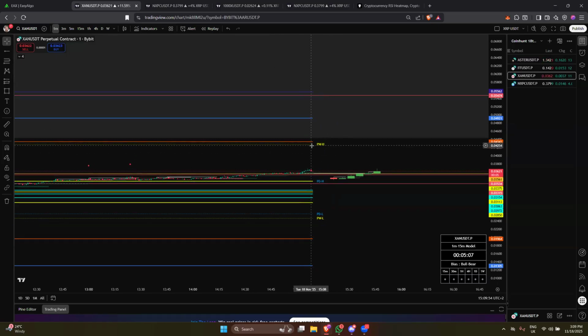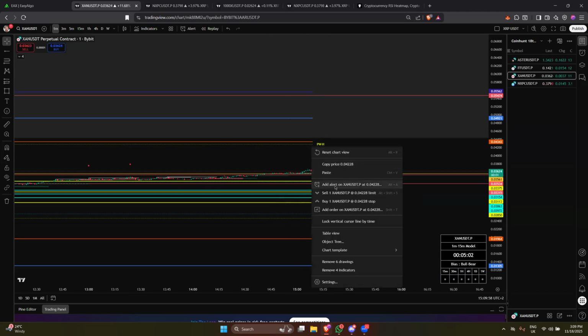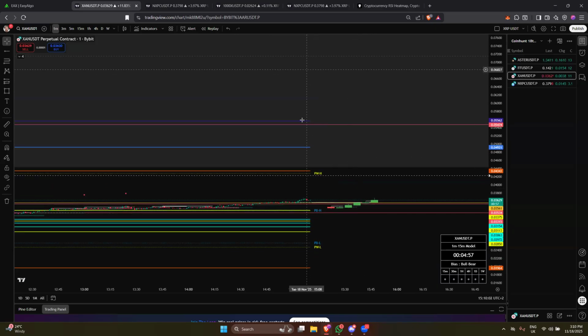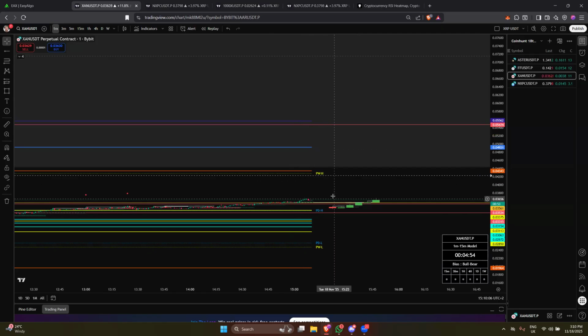But yeah, in this I would put an alert over here, and price will come back here. You will see it will reach when it starts doing this whole volatility. Watch when the sweep happens.